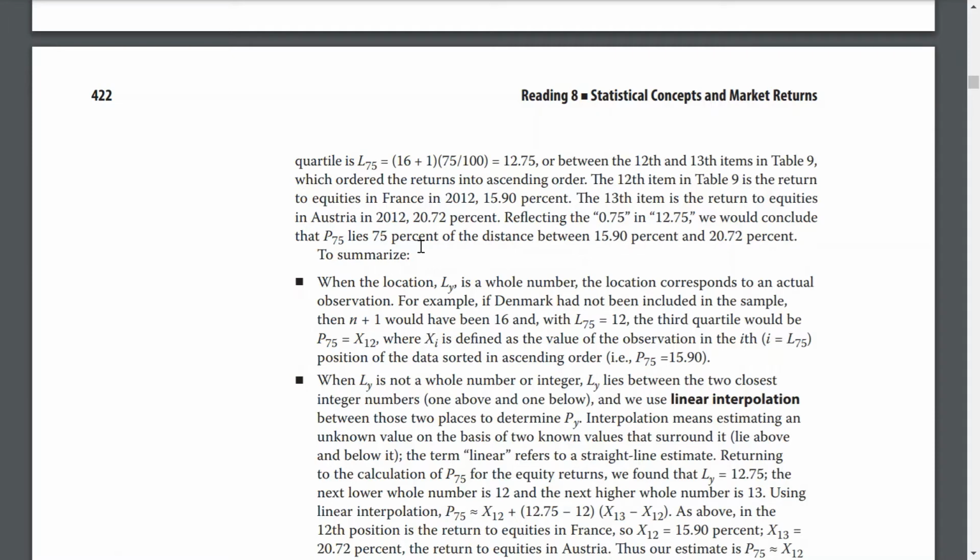Reflecting the 0.75 in 12.75, we will conclude that P75 lies 75% of the distance between 15.9 and 20.72%.